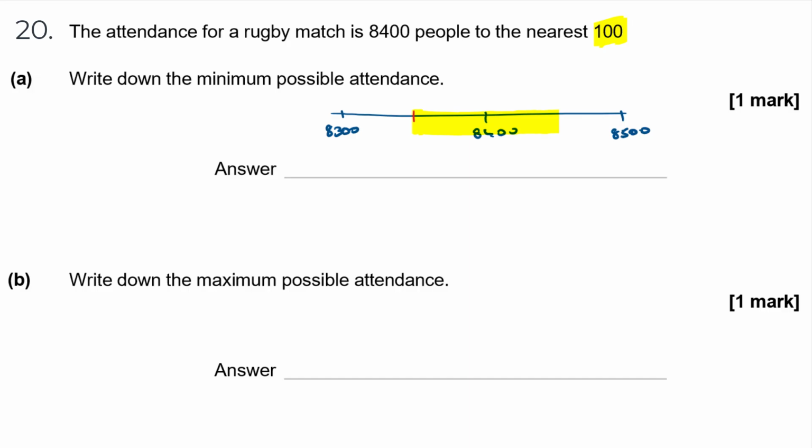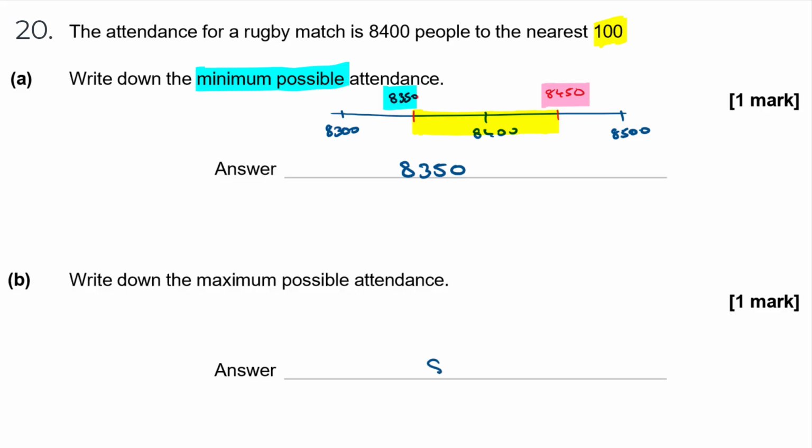Okay, so what are the limits? What is halfway between? So the lower limit is going to be 8,350 and the upper limit is 8,450. So what is the minimum possible value? The minimum possible attendance is going to be that one, isn't it? The lower bound. Okay, so it's going to be 8,350. And then part B says write down the maximum possible attendance. Well, the maximum possible attendance is the upper bound then, isn't it? It's going to be that one there.